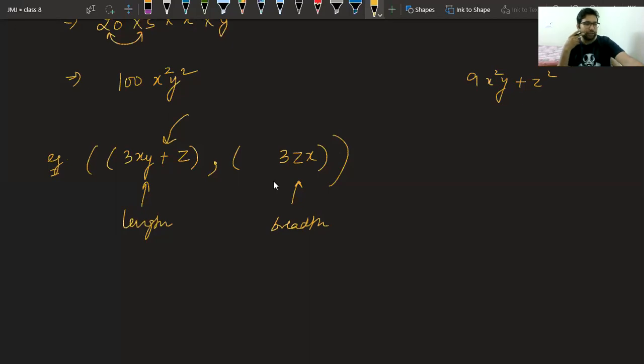Class, please try. Give me the answer. Vardhan is saying 9x square y plus 3z square x, and Vardhan is correct. Others, please try. Give me the answer fast. I tried to make it a little bit difficult, but it is very easy. Harshul, you forgot to put the sign between.